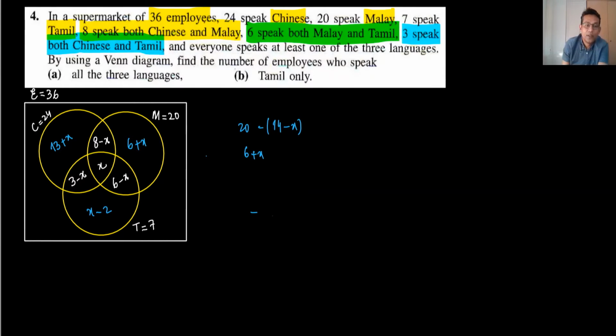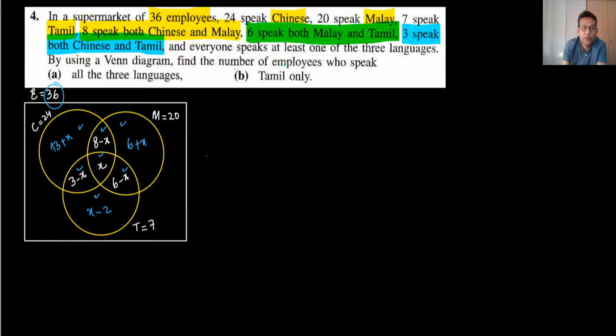Okay. Now, what we are doing here, there is no one is here. Everything we have, we have put everything in the particular area. Now, what we have to do is we know the total employees are 36. So we can do one thing. We can add all the areas. This one, this one, this one, this one, this one.